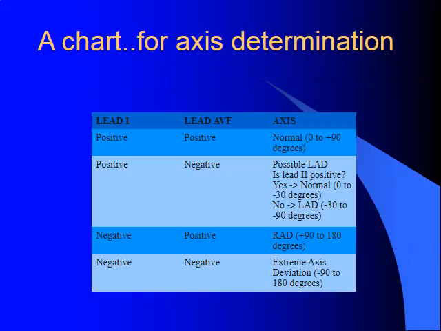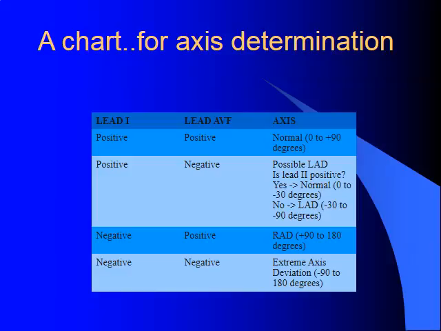So we do have a chart that is used for determining axis. We can look at two leads and pretty much get a basis of whether the axis is normal or abnormal. We do this by taking lead 1 and lead AVF. We need to determine the deflection of the waves in lead 1 and AVF, and we determine if they're positive or negative, and from that we can find if it's normal or not. So if we have a positive deflection in lead 1 and AVF, it's normal. It's from 0 to +90 degrees.